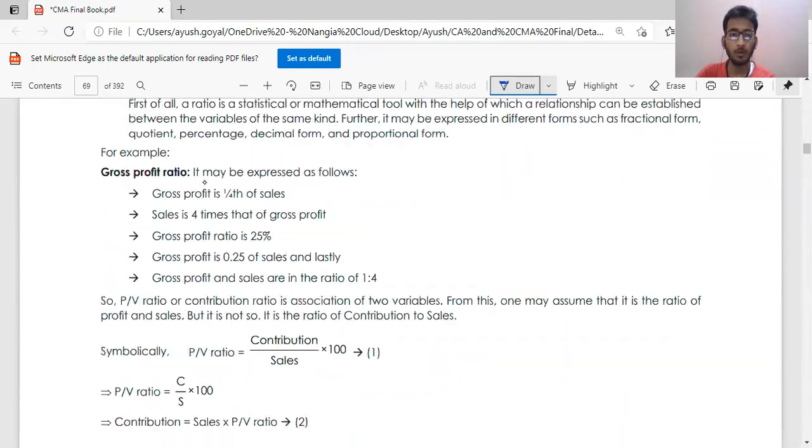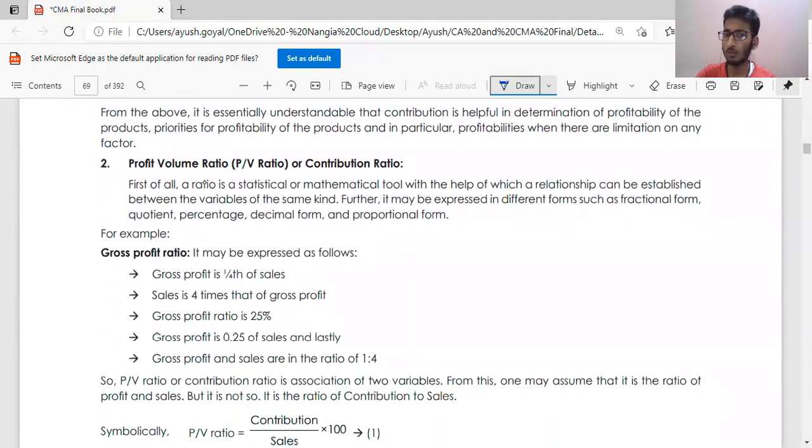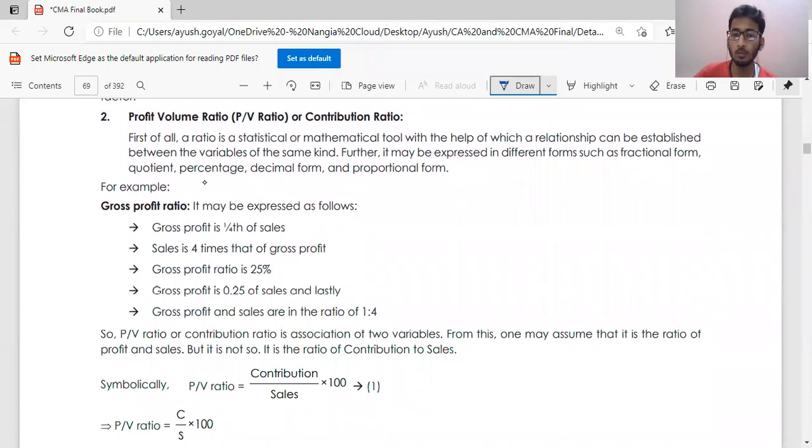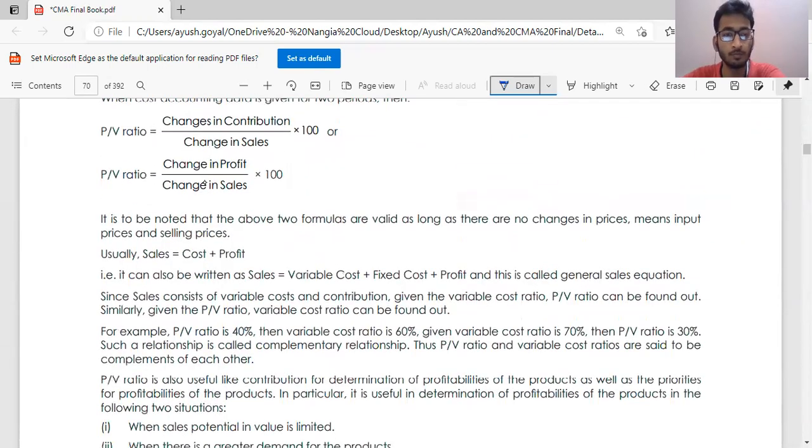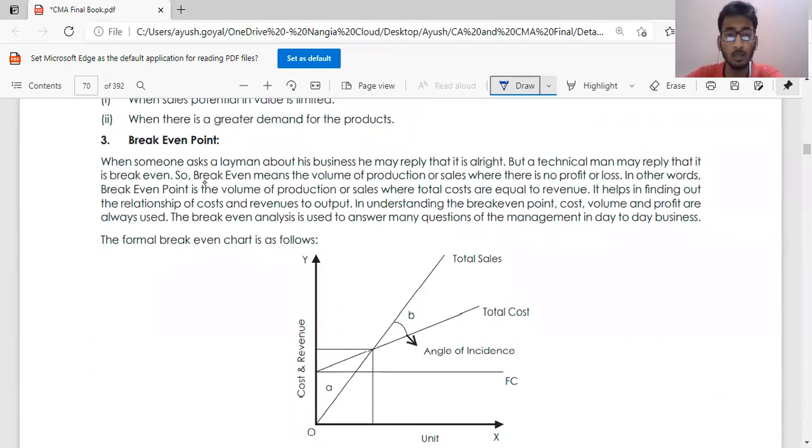Profitability, the profit volume ratio, I think we have done this as well. The formula is contribution upon sales multiplied by 100. Now, what is the difference between contribution and PV ratio? In PV ratio, we calculate contribution per rupee of sale. If you are selling a 1 rupee item, what contribution you will earn, the PV ratio will tell you. So this is PV ratio. We have done this as well.